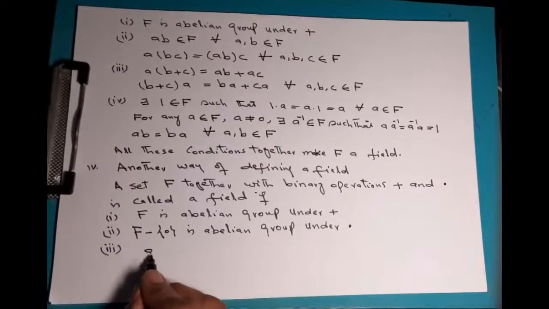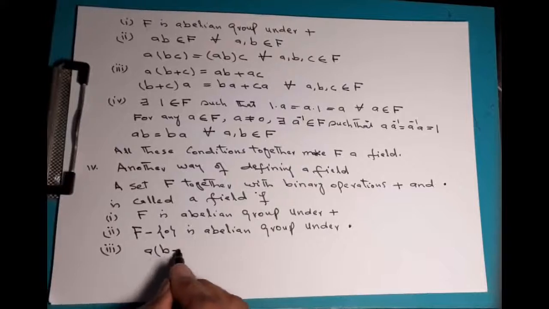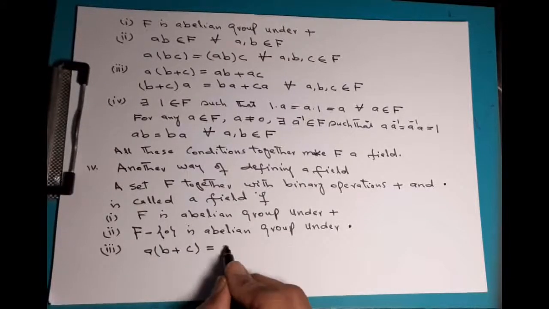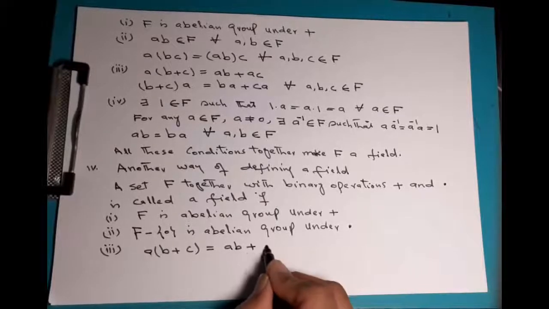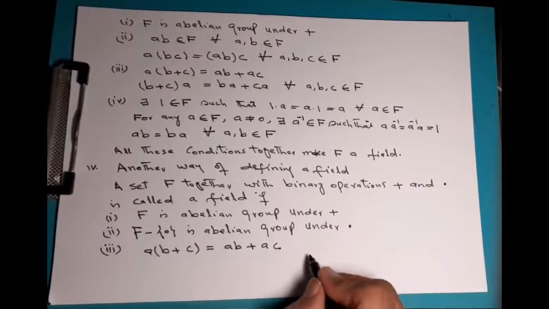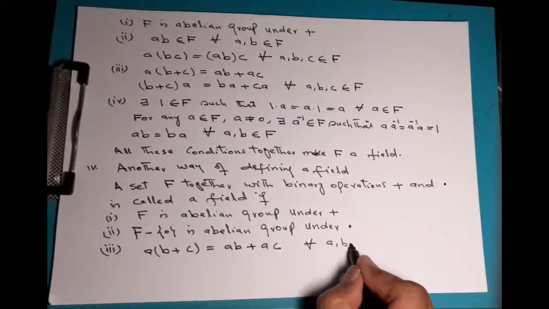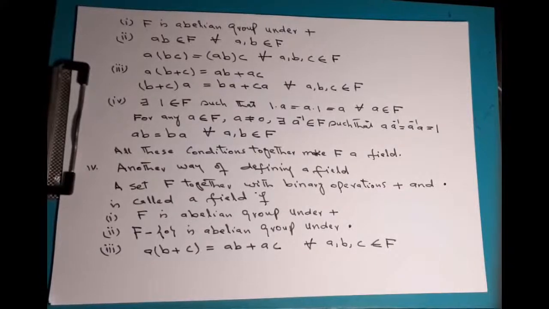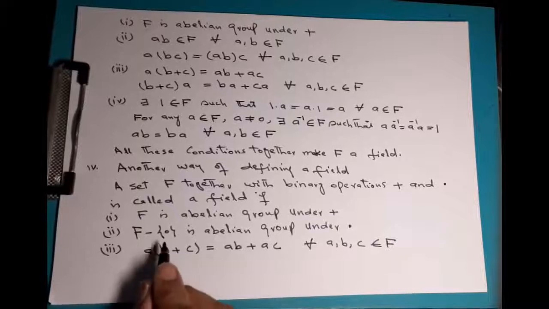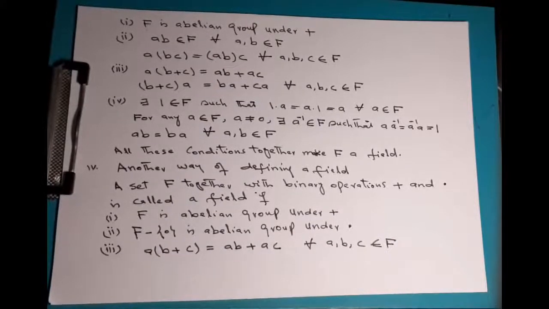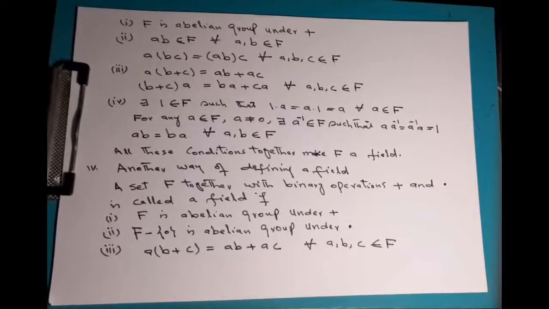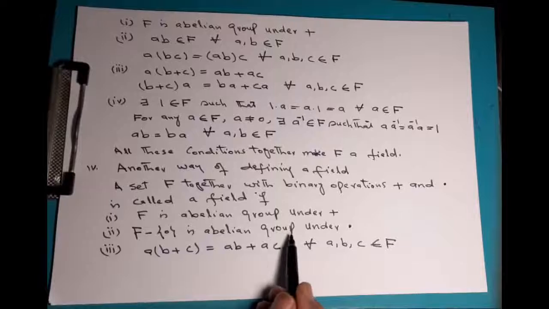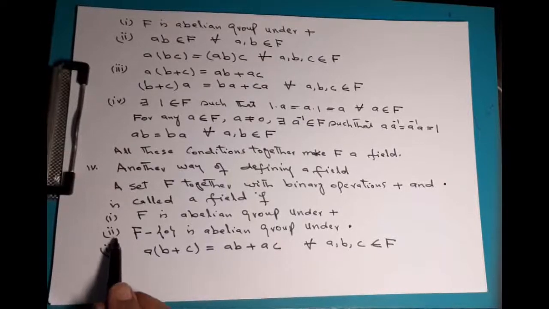So second condition is F minus 0 is an abelian group under multiplication, and the third condition is the distributive law, and that is A multiplied with B plus C is equal to AB plus AC, and this has to happen for all A, B, C belonging to F. So please note that in this case, when we have said that F minus 0 is an abelian group under multiplication, it is sufficient to write only one distributive law, because other distributive law will automatically hold because of commutativity of multiplication, which we have required in second condition.